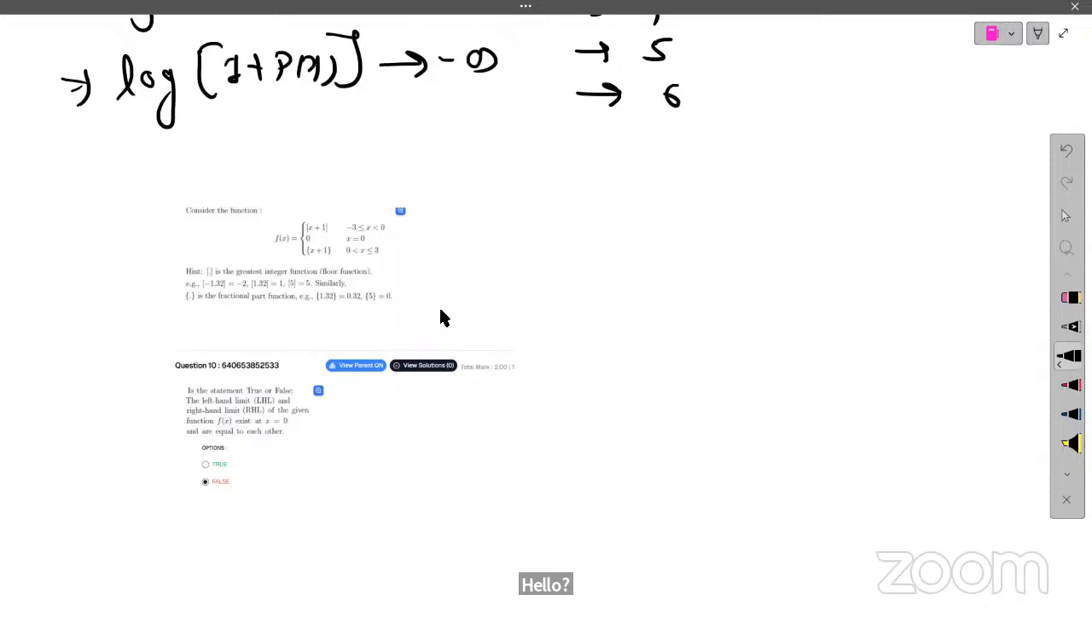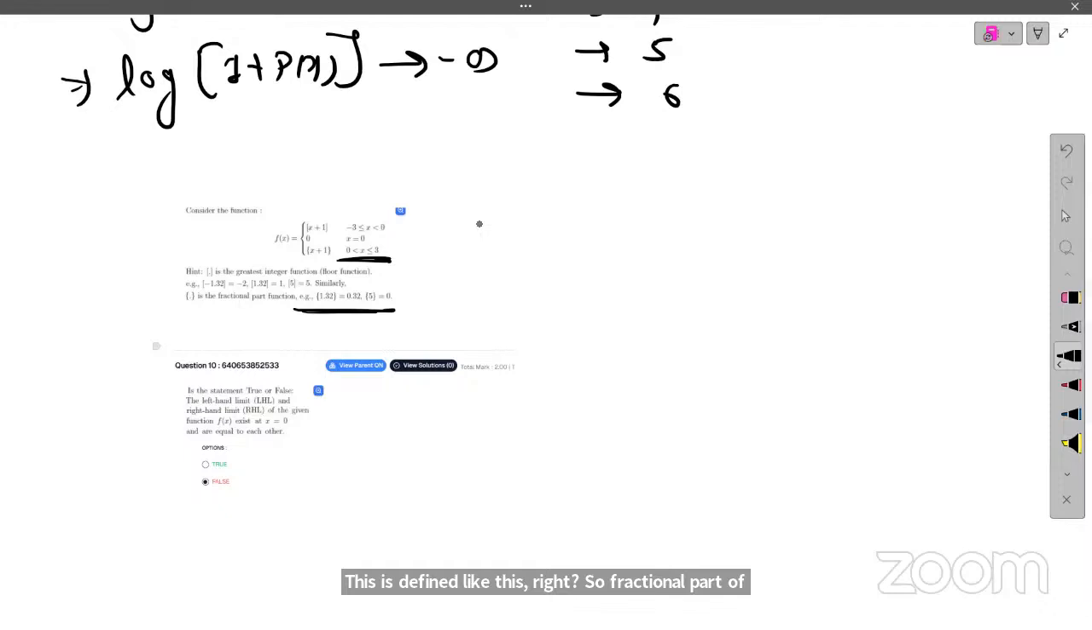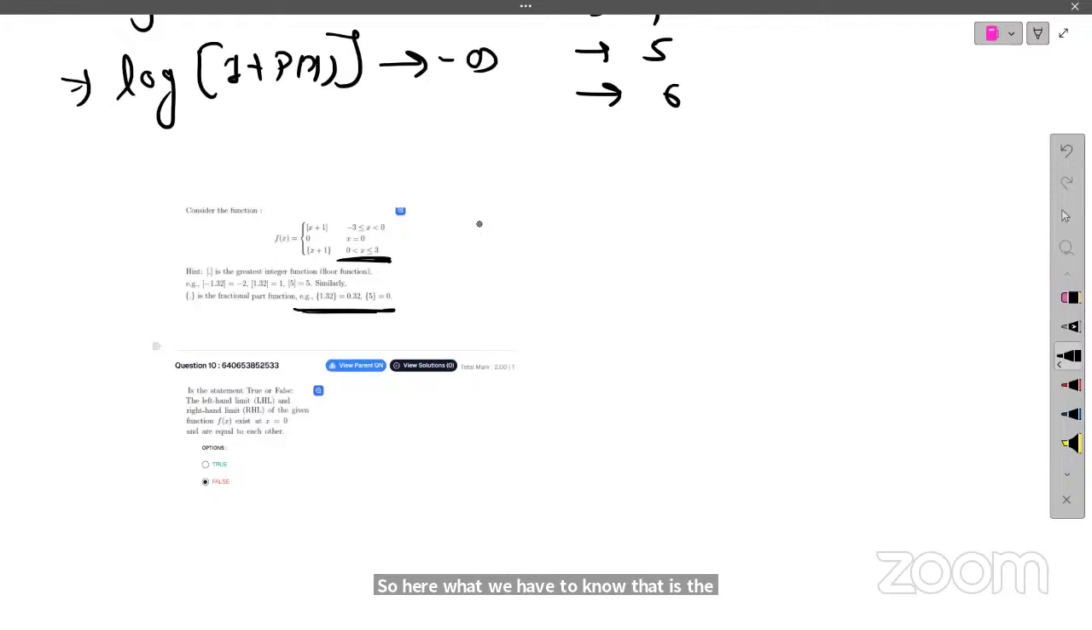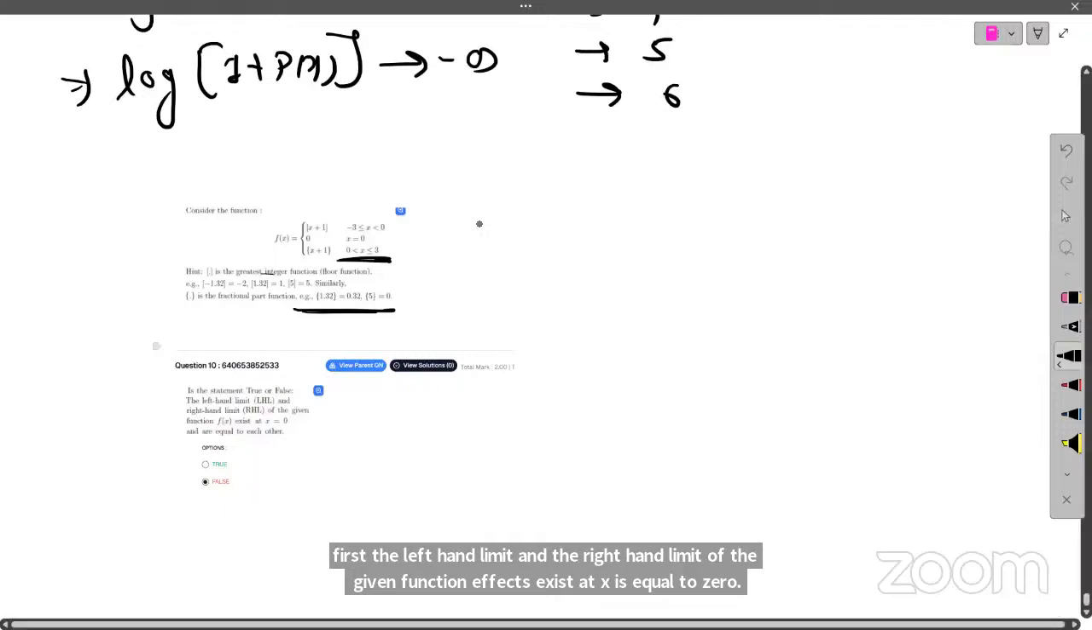Okay, so here this fractional part is there. Fractional part is defined like this, right? So the fractional part of 1.32 is actually 0.32. Here we have to determine whether the statement is true or false: the left hand limit and the right hand limit of the given function f of x exist at x equals 0. And this is the greatest integer or floor function.